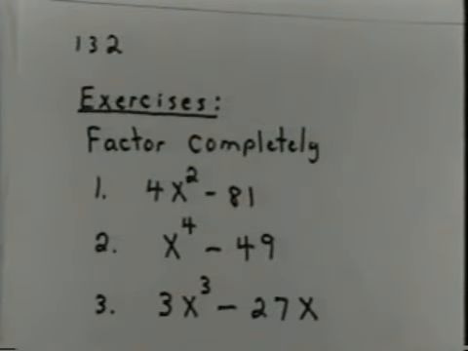The first exercise, 4x squared subtract 81. The second exercise, x to the fourth subtract 49. The third one, 3x cubed subtract 27x.